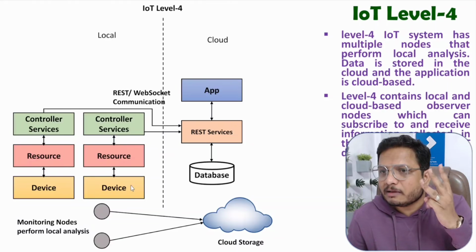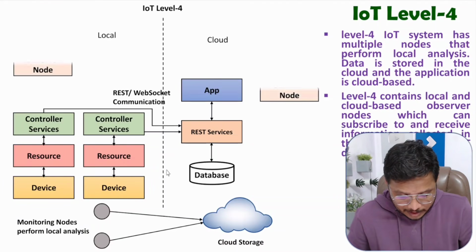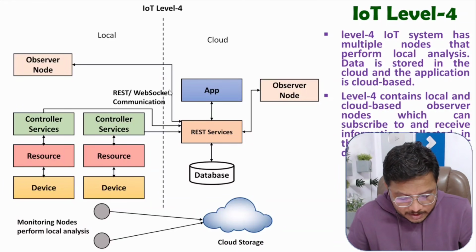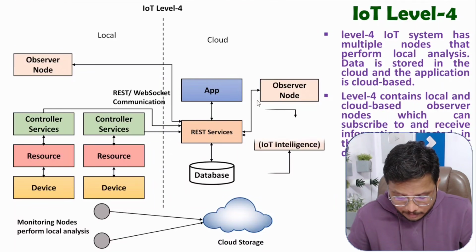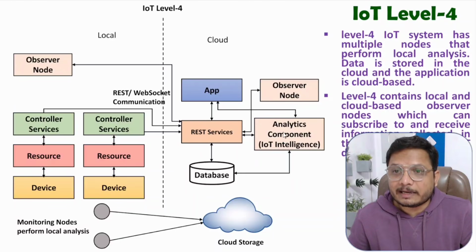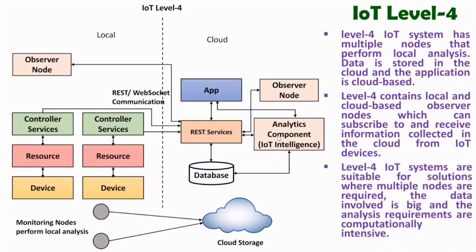With level 1, 2, 3, single nodes will be there, right? And you will be observing here, an observer node is observing all these devices at the local level as well as at the cloud level. And there will be an analytical IoT intelligence component by which we will be executing our application. So here, let me show this part as well. See, in level 4, we are having solutions for multiple nodes. And here data is big. Analysis requirements are computationally intensive, but not as intensive as WebSocket, right? As we are having REST services.